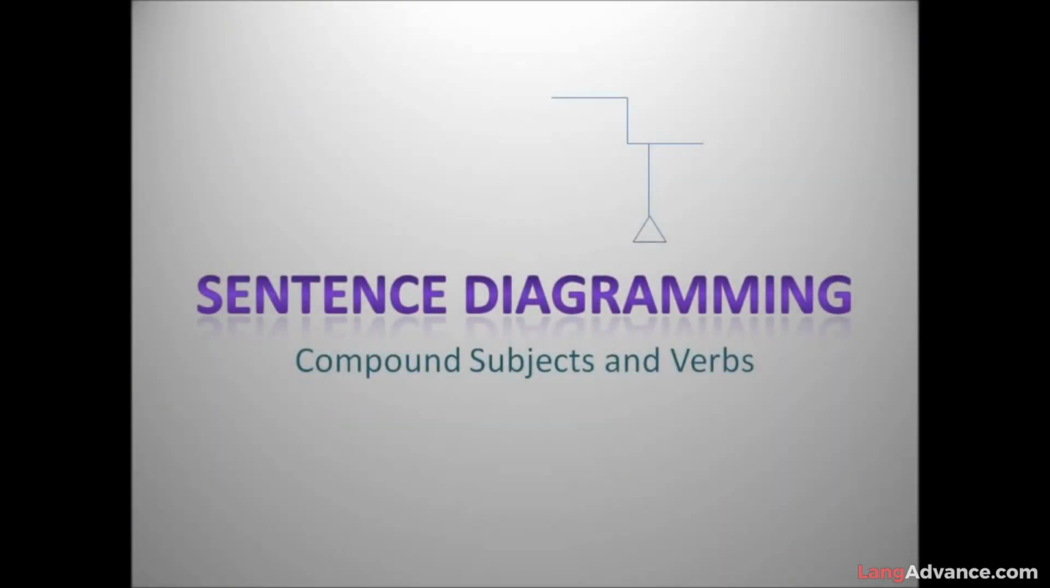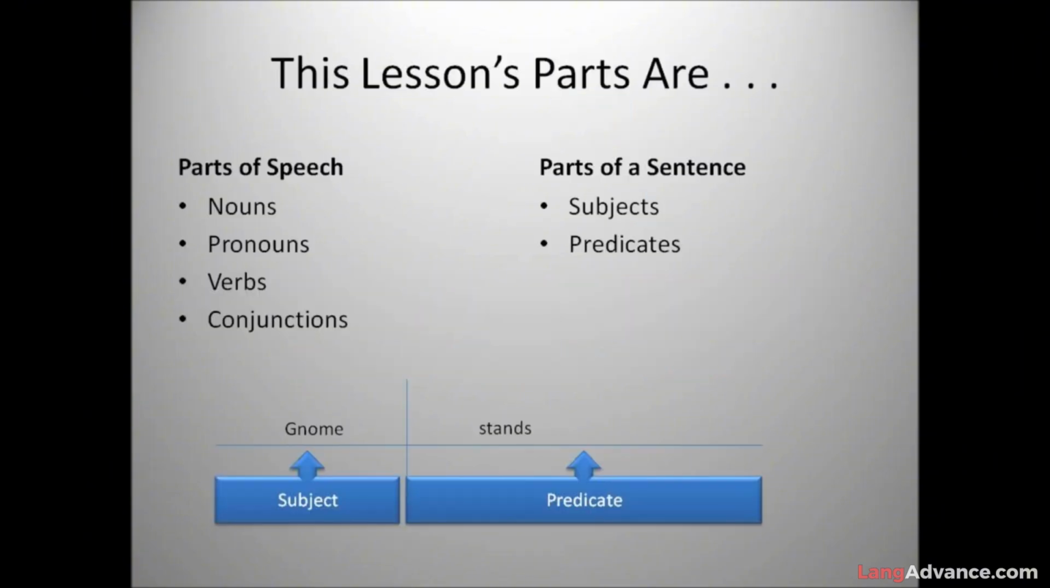Welcome to your lesson on sentence diagramming compound subjects and compound verbs. Just as with last time, I explained what the parts of the sentence would be that we would be studying for compound subjects and compound verbs. The parts of a sentence do not change for this lesson. We will still be studying subjects and predicates, and the parts of speech that we'll be studying this time are nouns, pronouns, verbs, and this time we're going to add conjunctions.